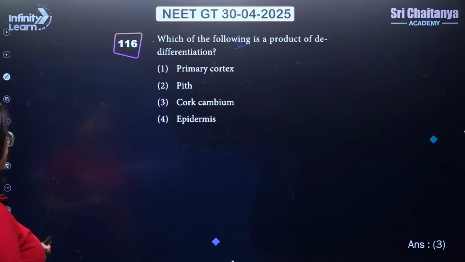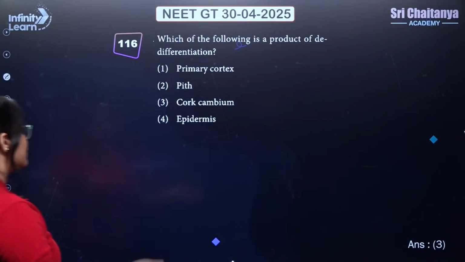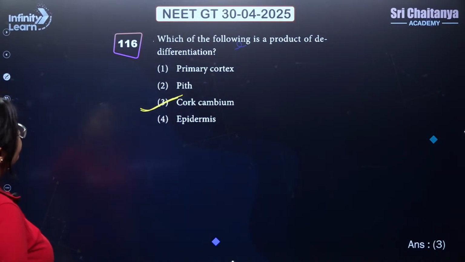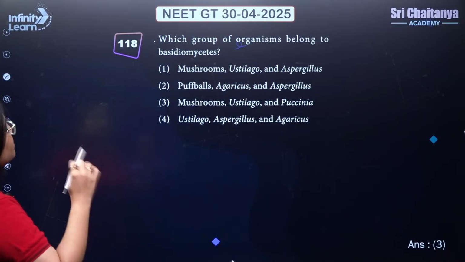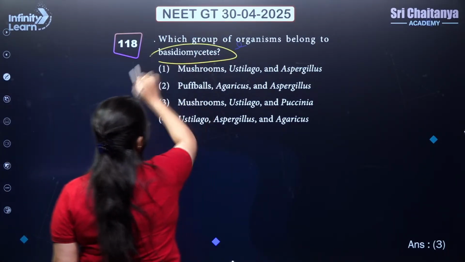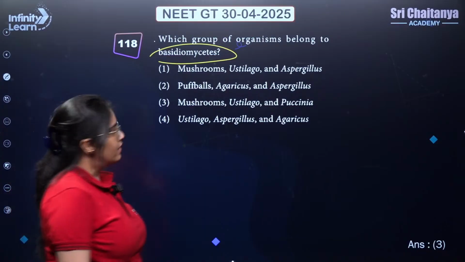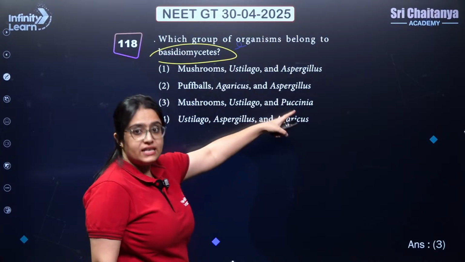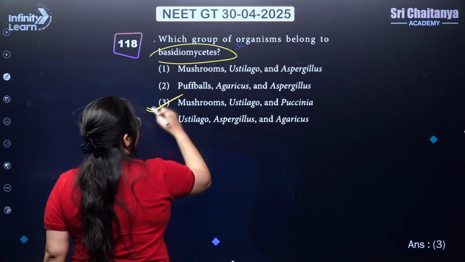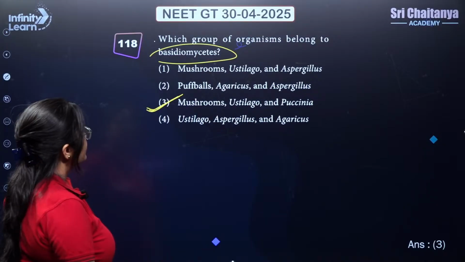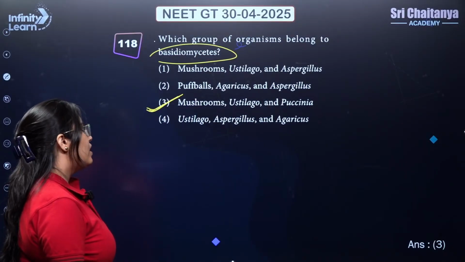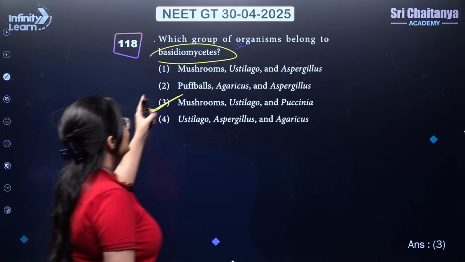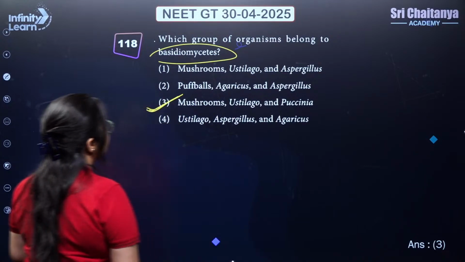Which of the following is a product of de-differentiation? Very simple. Answer is 3, cork cambium. Which group of organisms belongs to Basidiomycetes? If you see over here, mushrooms, Ustilago and Puccinia. Answer is 3. Mushroom, Ustilago and Puccinia all belong to Basidiomycetes.